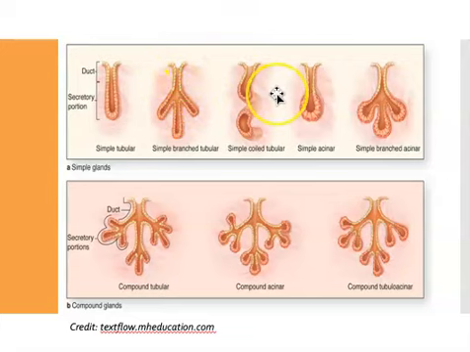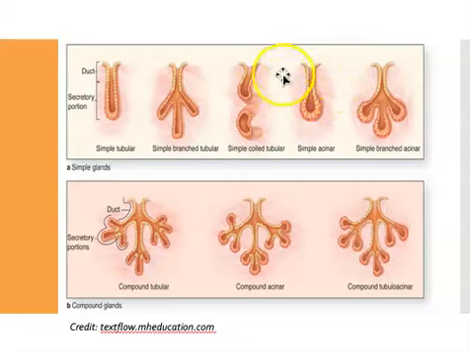Over here, this is a sort of a version of a simple tubular duct. This is referred to as a coiled duct because, as the diagram shows you, instead of being a linear structure, it has twists and turns associated with it. You'll see this when we talk in more detail about sweat glands.